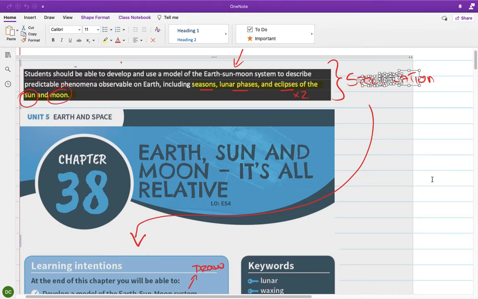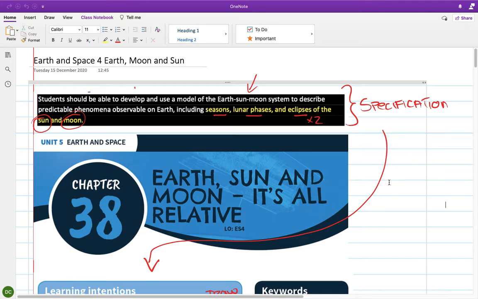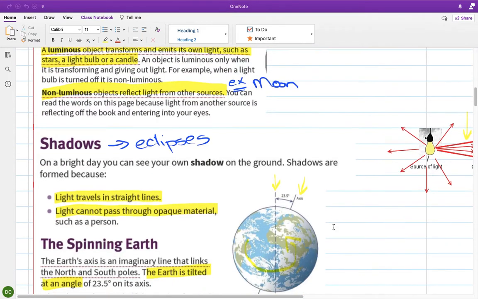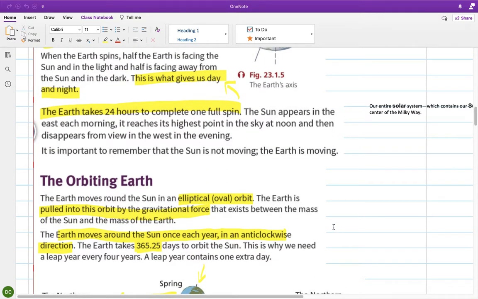Okay, morning guys. Just following on from our class on Thursday. During the class on Thursday we talked about the rotation of the Earth.